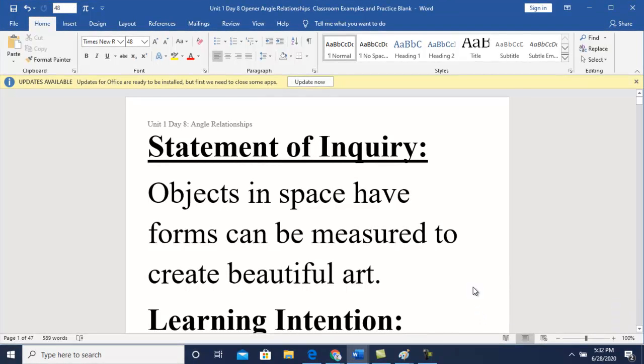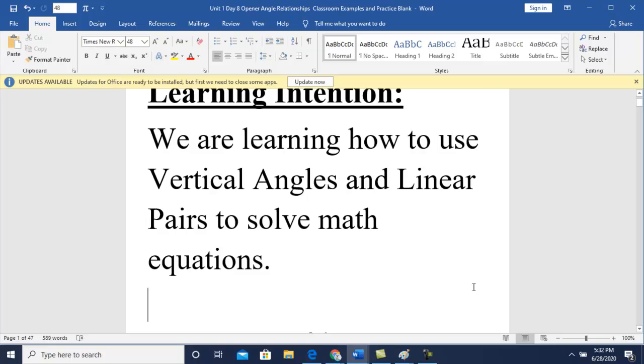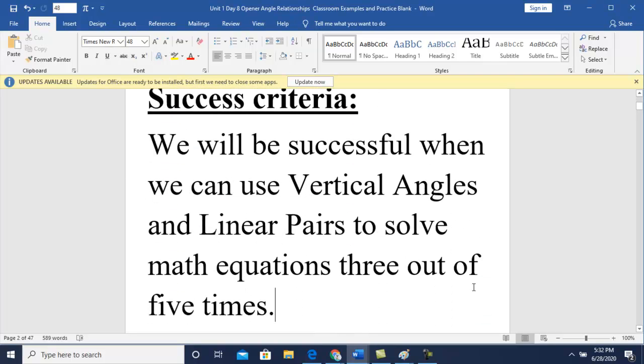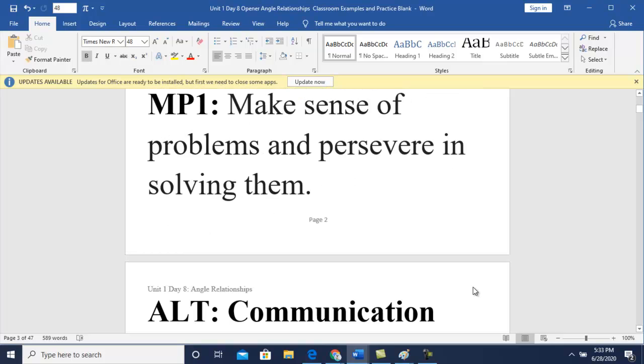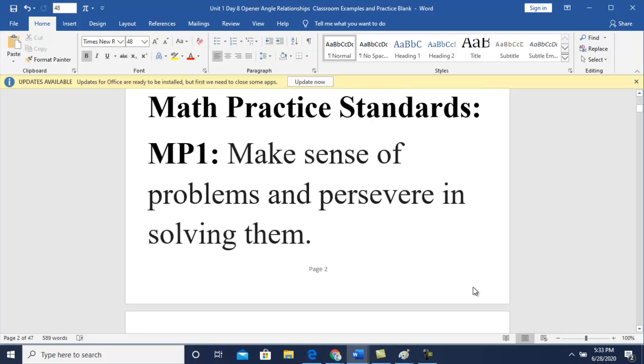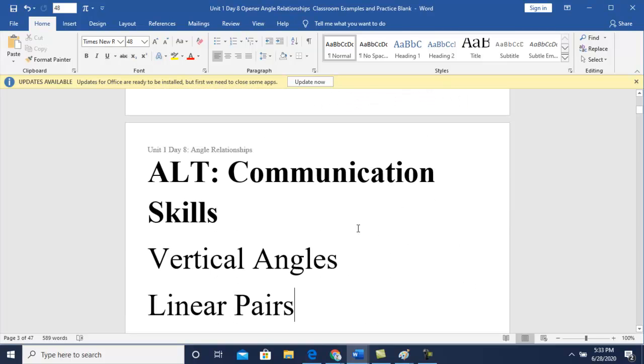Our learning intention today is that we are learning how to use vertical angles and linear pairs to solve math equations. Our success criteria is that we'll be successful when we can use vertical angles and linear pairs to solve math exercises 3 out of 5 times. First, our math practice standard: we're going to make sense of problems and persevere in solving them. Our ATL skill is going to be focusing on communication skills.